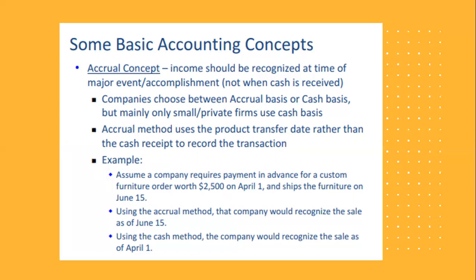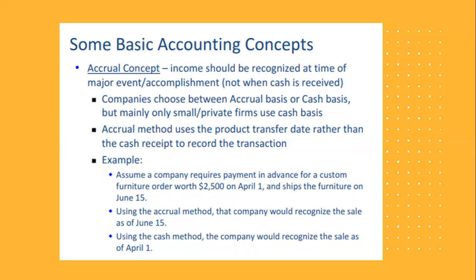So, yep, there's an example on the slide which I'll take you through. Assume a company requires payment in advance for a custom furniture order worth 2,500 and ships the furniture on June 15th. So again, there's a company, it requires a payment in advance. Somebody has said, okay, pay us in advance for a transaction. So 2,500 paid to us on April 1st. And then after that, we will start making your furniture. So when should the 2,500 be recognized on the income statement and the balance sheet?